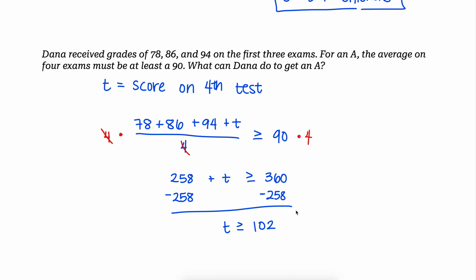So what can Dana do to get an A in this class? Well, Dana would have to get a perfect score on that last test, plus somehow get 2 extra credit points. In other words, probably not likely that Dana is going to get an A in this class.